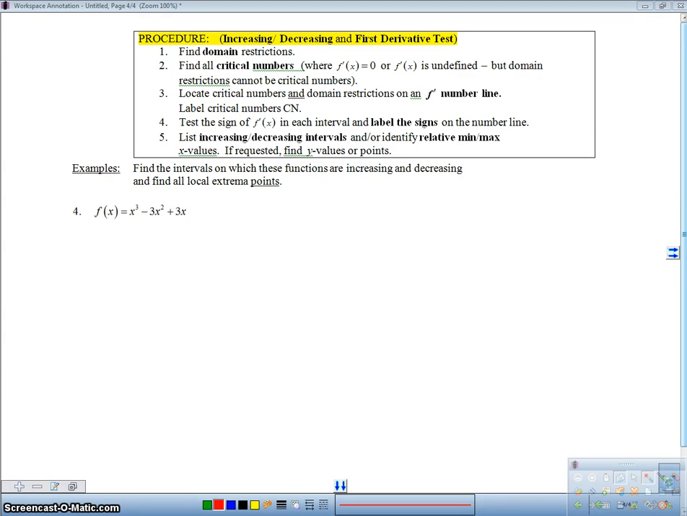I'm here with my last example on using the first derivative test. I was cut off on the last one. I only had about 15 minutes, so this one's going to be kind of short. I only have one example here. So let's go and take the derivative here.